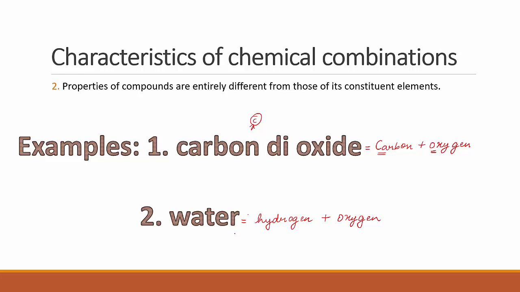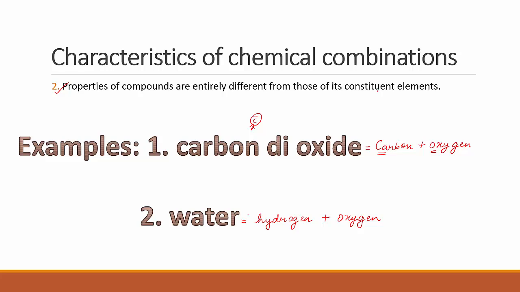So if you see the property of water, that it flows, it freezes, it melts and all of that, it's not the same when you see the properties of hydrogen or oxygen. Both of these have two different properties, but when they combine together to form the compound called water, this water will have an entirely different property. So that is what this characteristic is trying to say. It says that the properties of the compounds are entirely different from the elements that it is made up of. So I hope you have understood this.